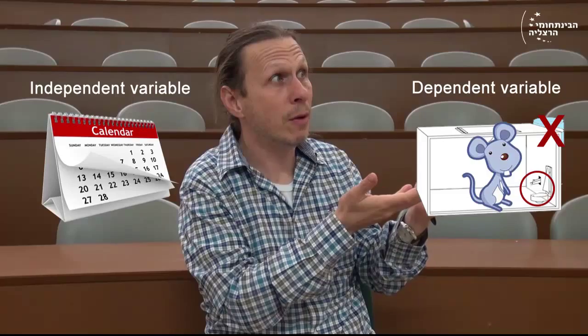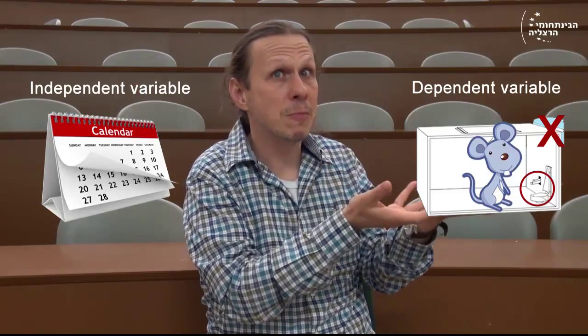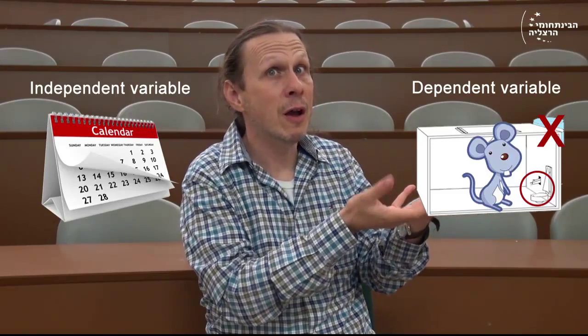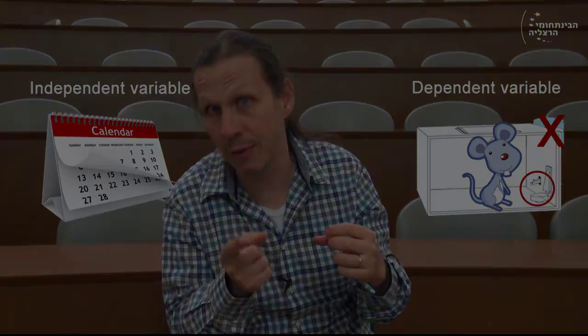So here is the paradigm. We have an independent variable, how many hours of being without water in the box, and we have a dependent variable, which says, will he push the lever? Will he learn quickly how to push the lever?